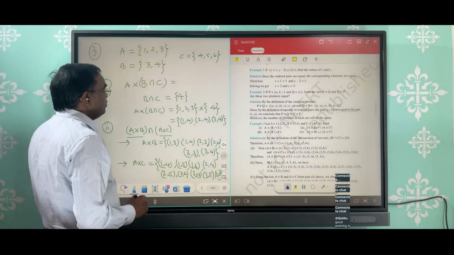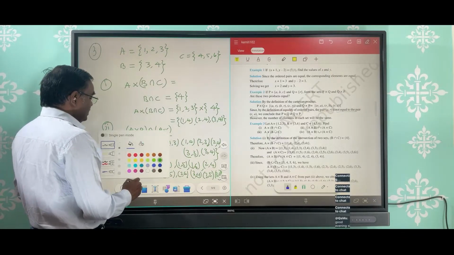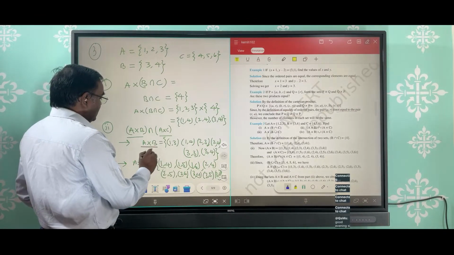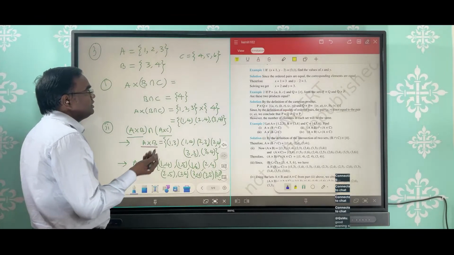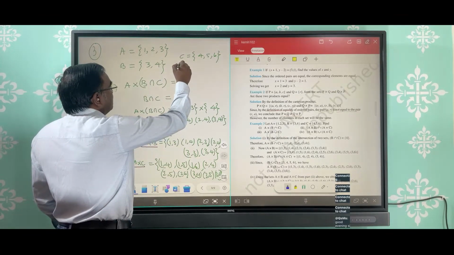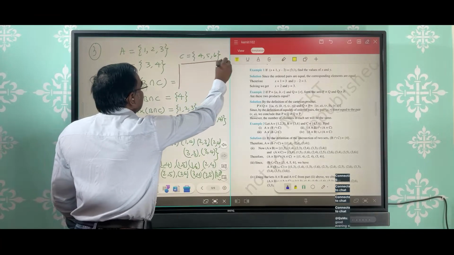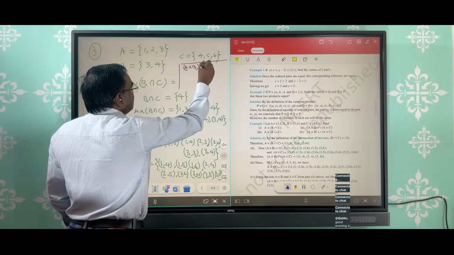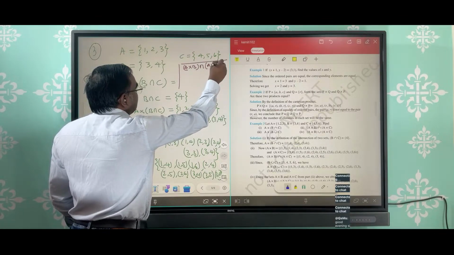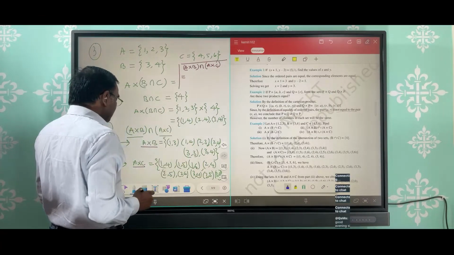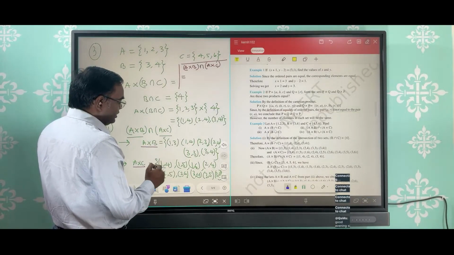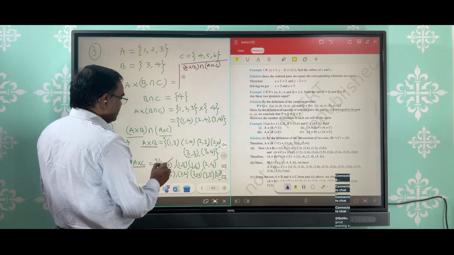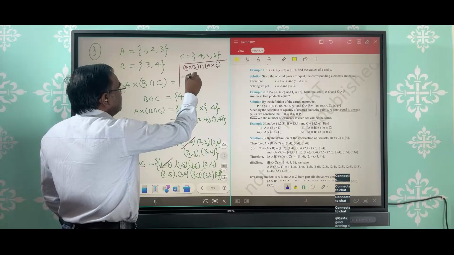Now it is being asked to calculate their intersection. It is asking the intersection of A cross B and A cross C. So what are the common elements in the intersection? So we'll write the answer A cross B intersection A cross C. So what are common? 1 3, find 1 3 in this. No. 1 4, yes. 1 4 is common. So write the 1 4 element as common.